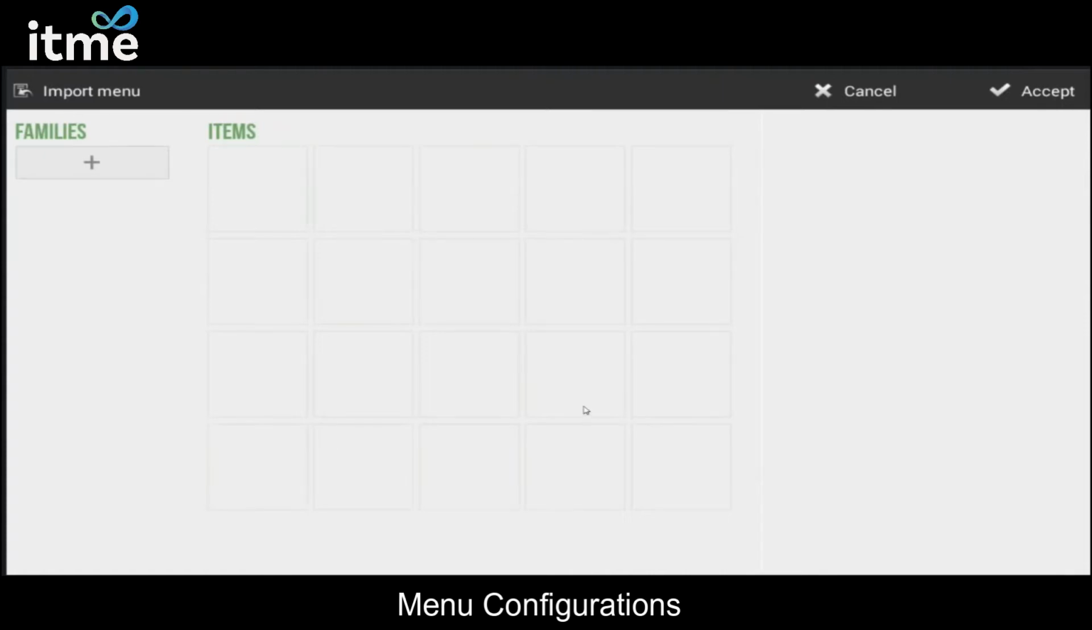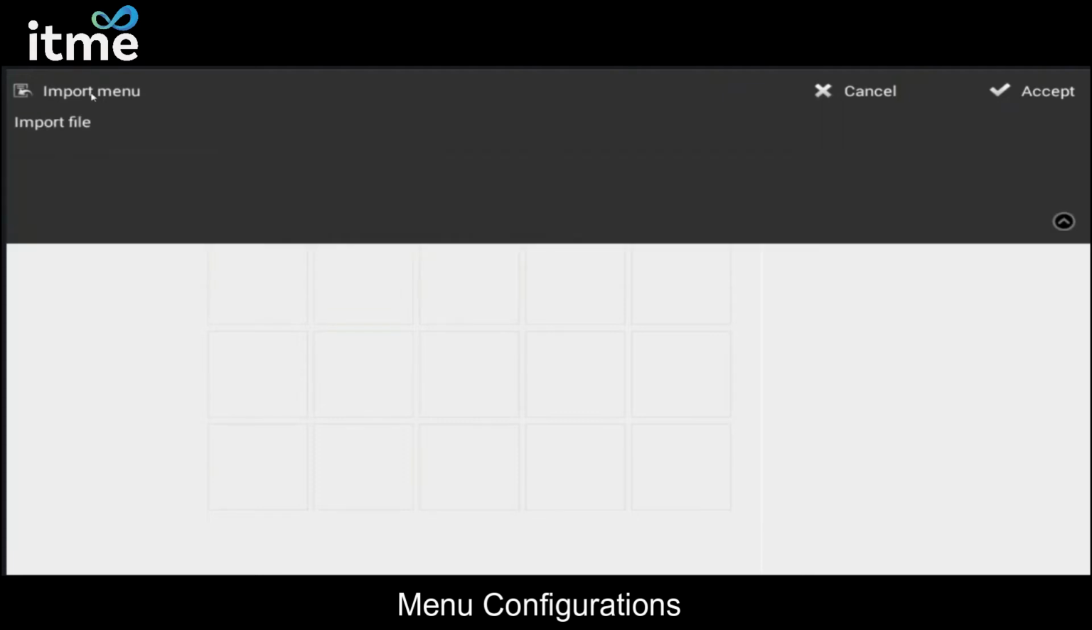So now, moving forward, we are going to create the menu of our restaurant. For that purpose, we might use an item gallery with more than 2000 items created by default. It is important to know that each country will have its own items gallery. So we need to press import menu.